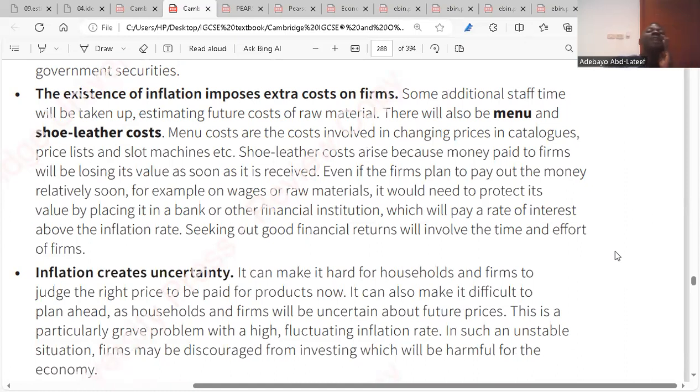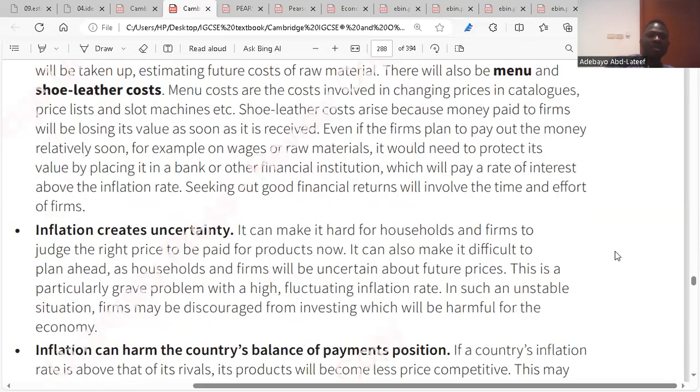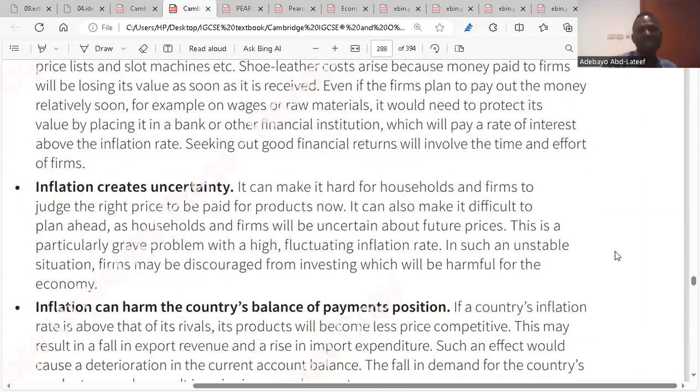So it will take time for firms to find a bank that will give them an interest rate that suits their demand. They have to move from one bank to another, one financial institution to another, to get the best deal, the best rate of interest that would be higher than the inflation rate. It will take time, and that time is a cost, which we call the shoe leather cost. Is it clear? Yes.